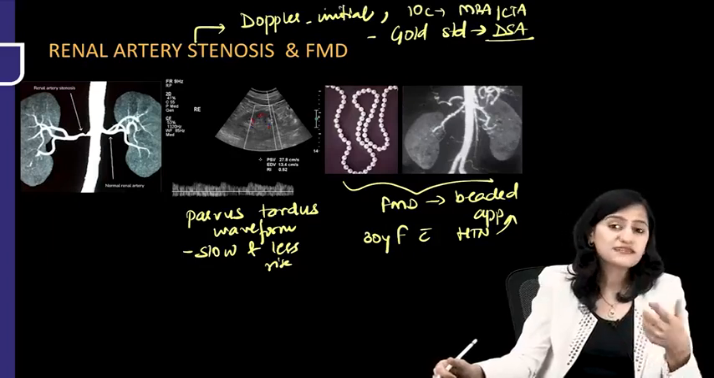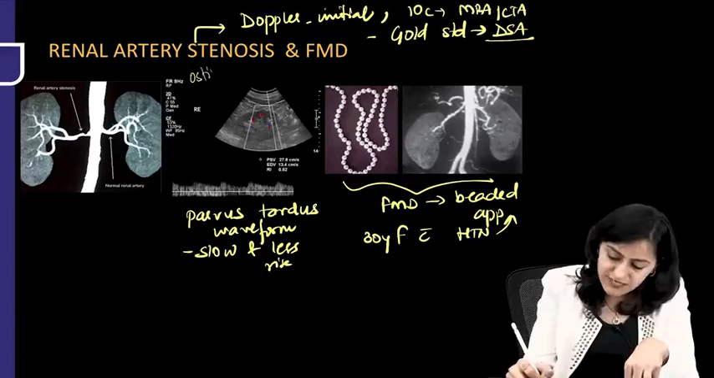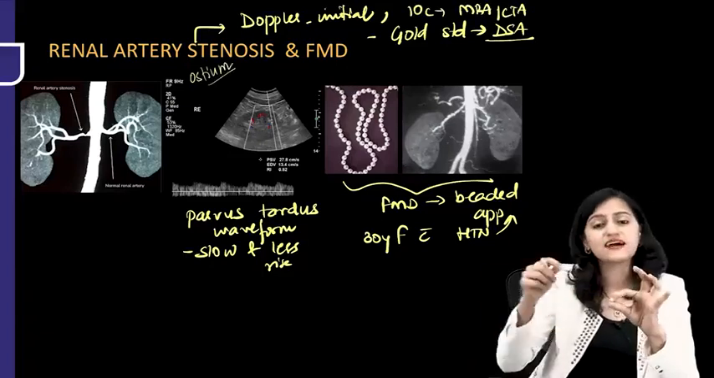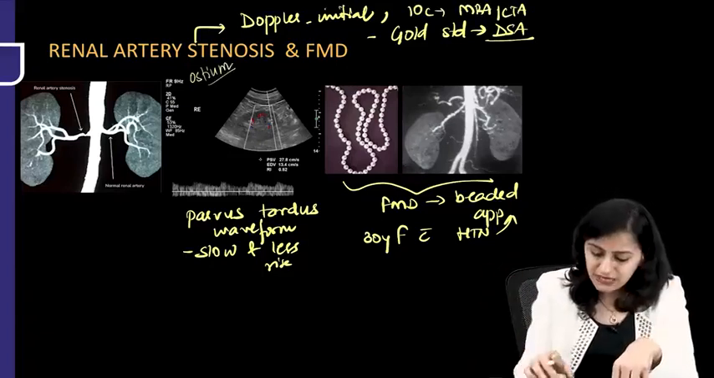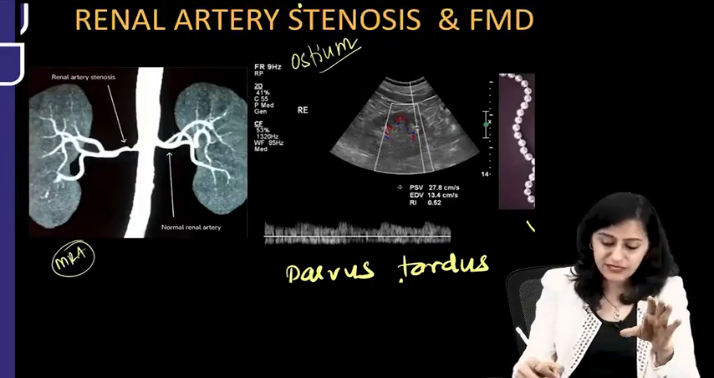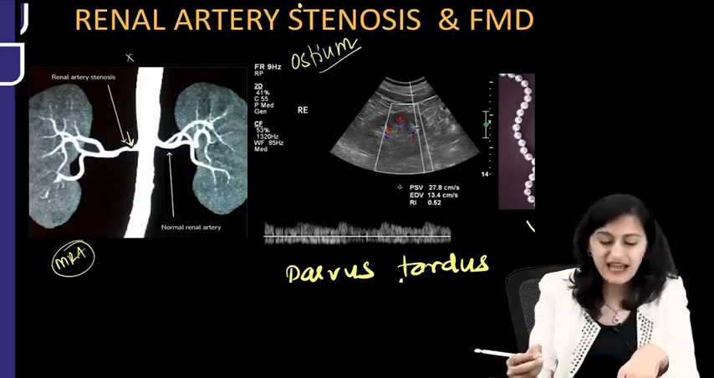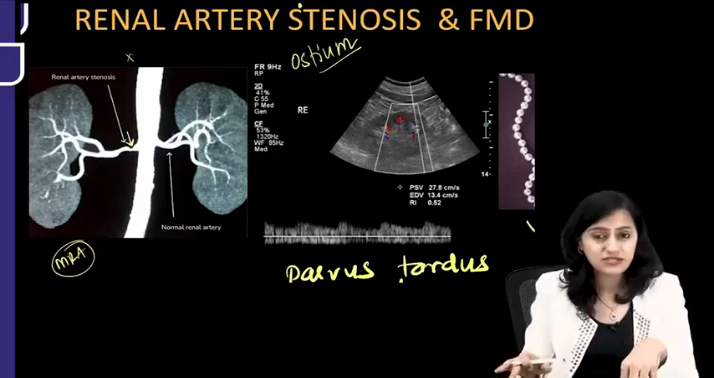Now coming to renal artery stenosis, which could be because of atherosclerosis. It could be fibromuscular dysplasia as well. So atherosclerosis involves the ostium from where the renal artery is originating. Now what investigation is this? This is MR angio because I don't see the white bones. And in this MR angio, look at this narrowing. This is renal artery stenosis.